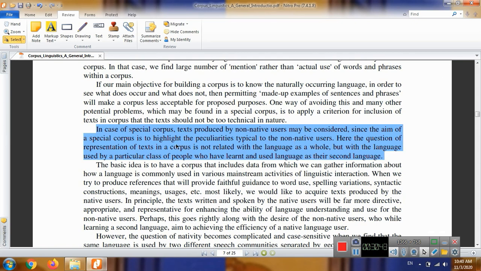Here, the question of representation of text in a corpus is not related with the language as a whole, but with the language used by a particular class of people who have learned and use language as their second language. In the case of a special corpus, text produced by non-native users may be considered, since the aim of a special corpus is to highlight the peculiarities typical to the non-native users.